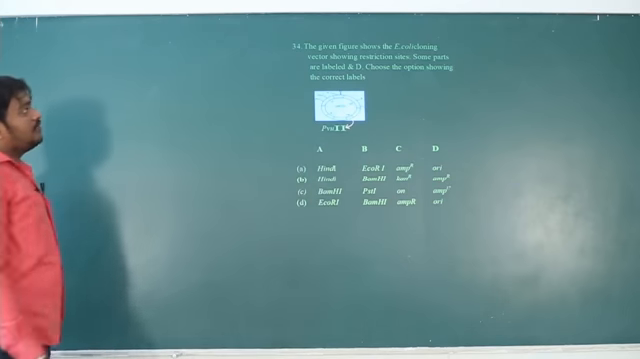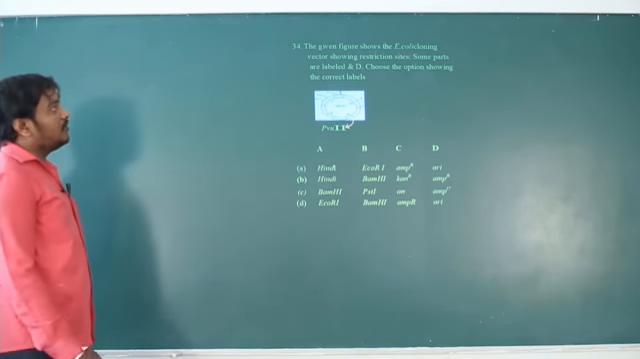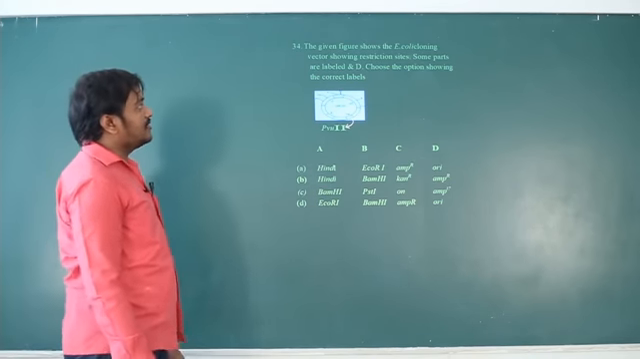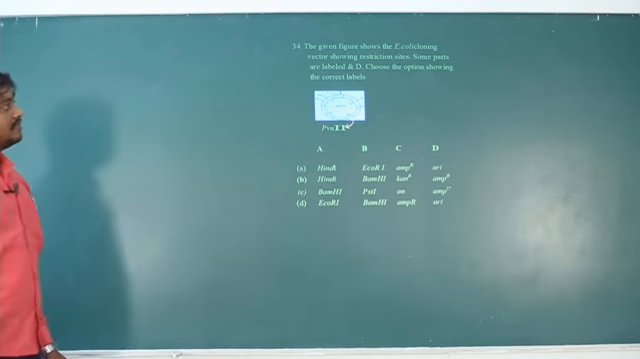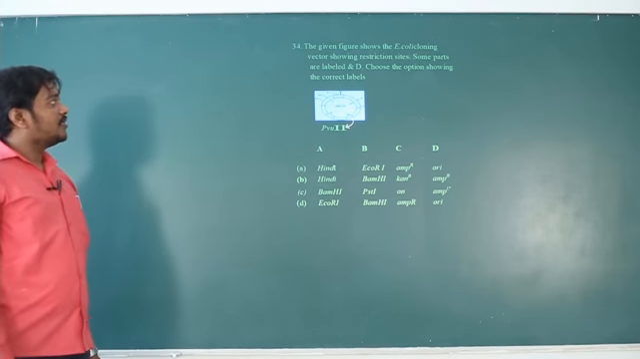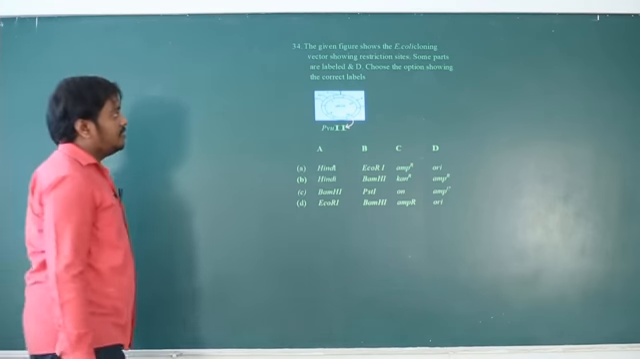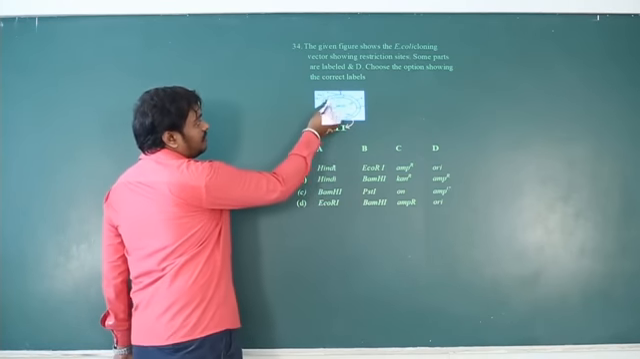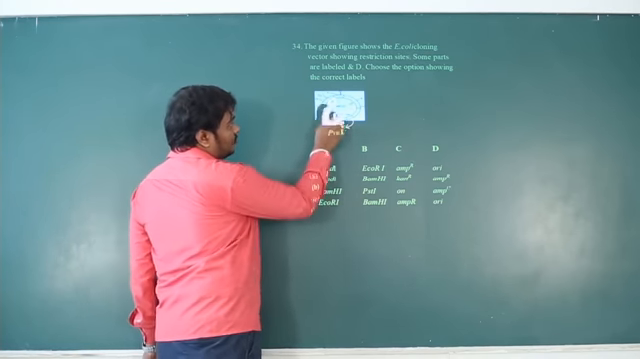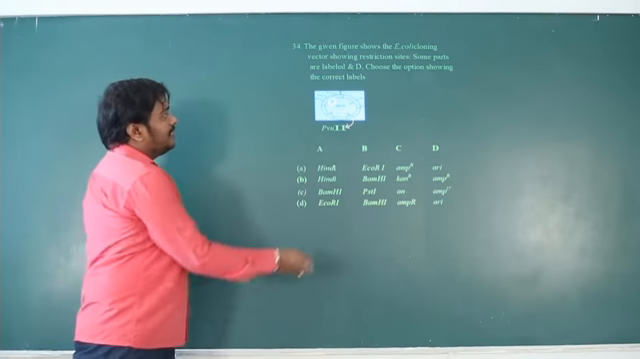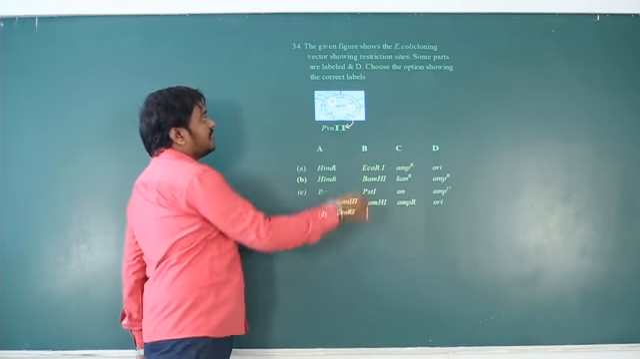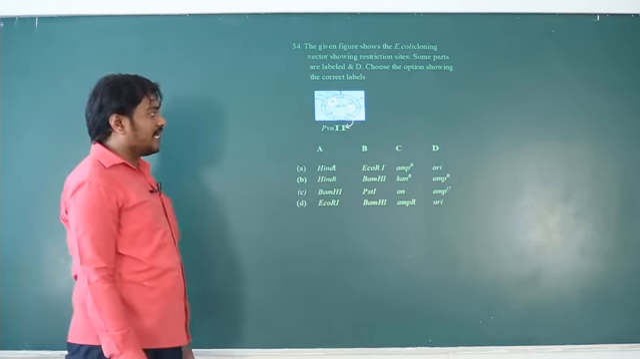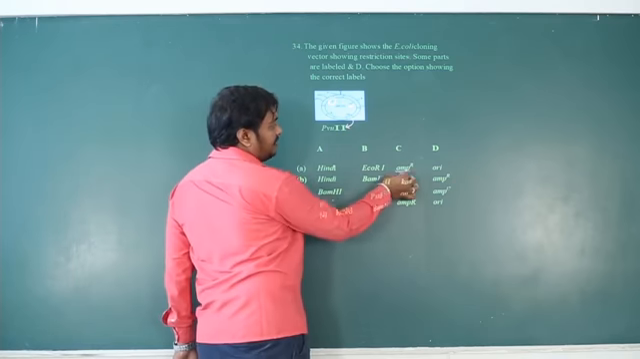The given figure shows the E. coli cloning vector showing the restriction sites. Some parts are labeled A to D. Choose the option showing the correct labels. PstI and PvuI are present on one, that is C. Remember, if tetracycline is here, then ampicillin will be on this side. So C must be ampicillin.